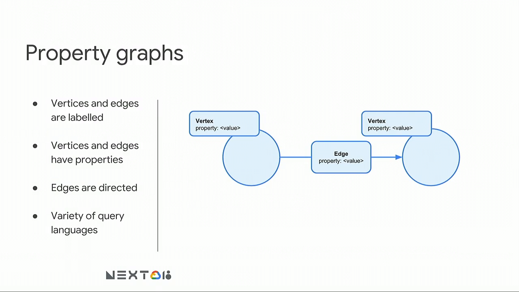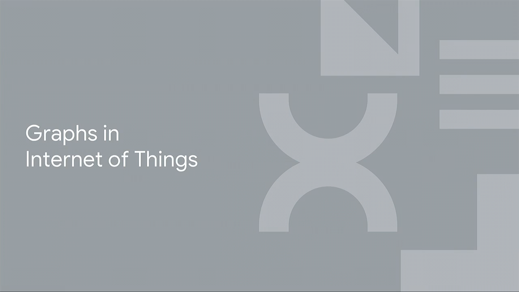As a reminder, all the things that you're going to see here in a second are property graph models with vertices and edges, and each of them may have properties. Edges are directed. Some of these graphs are a little bit busy, so we've dropped some of the properties just for clarity. So how would I do this in an IoT setting?